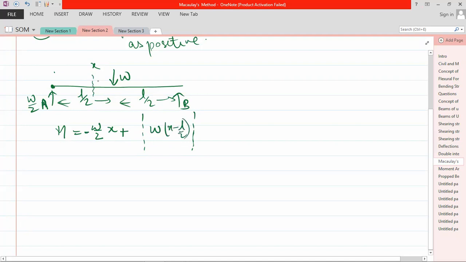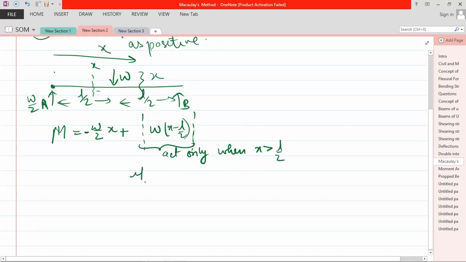So if you take both loads simultaneously, it will be like this. Now if I take x here, then the W will act at L by 2, so it will be the whole x minus L by 2. Now why I'm writing this, I'm going to tell in just a couple of minutes. And this part will act only when x is greater than L by 2.